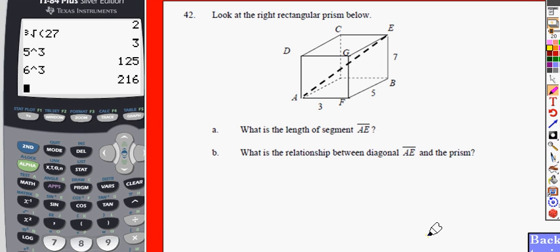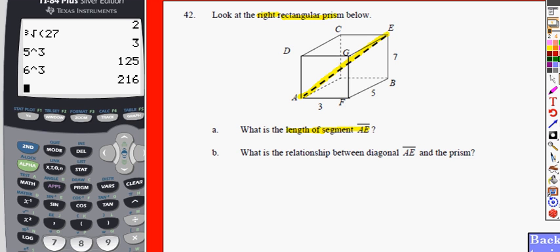Okay, for number 42, we are given a right rectangular prism, and we're asked several things about it. Specifically, you're asked, first of all, what's the length of segment AE? Now, AE goes from A all the way to E, right through the middle of the prism, from the bottom left-hand corner to the top back right-hand corner. It's the complete opposite side.